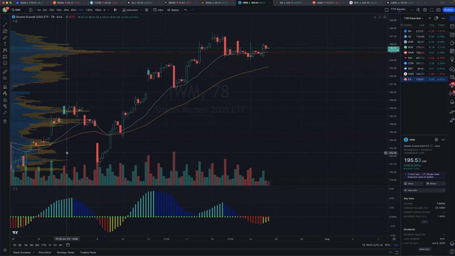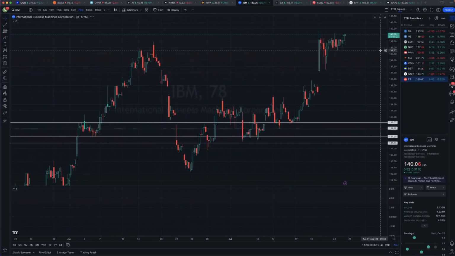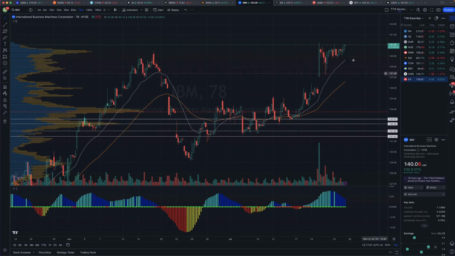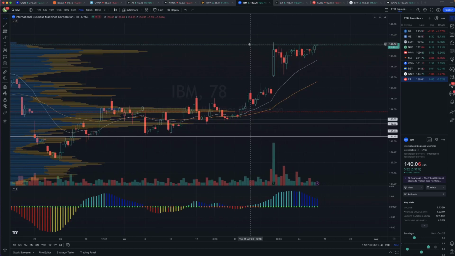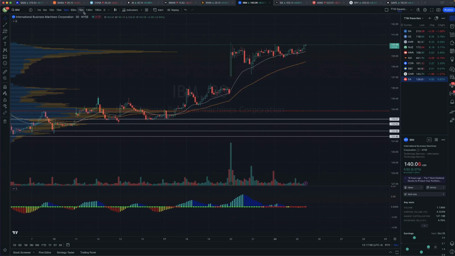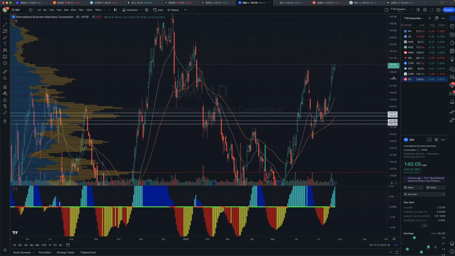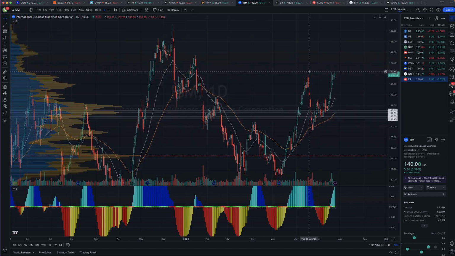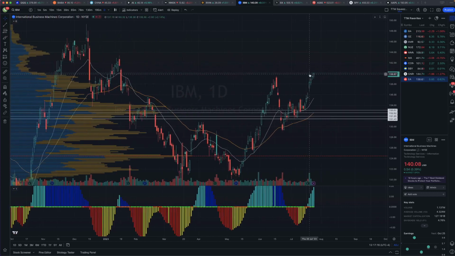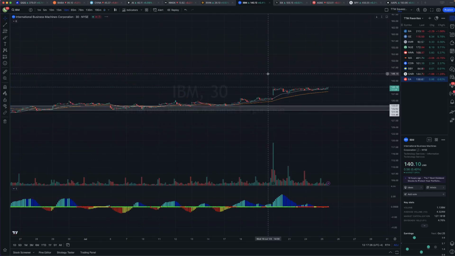Okay, IBM. Sorry, I'll kind of wrap this up because I know D-Man's going to be on here in a little bit. 30-minute chart. I feel like if IBM breaks above this recent high, we could get some nice movement. Here's the daily chart. Yeah, I like IBM a lot, but I'm going to need a pullback on it.